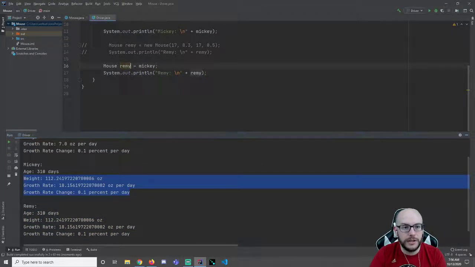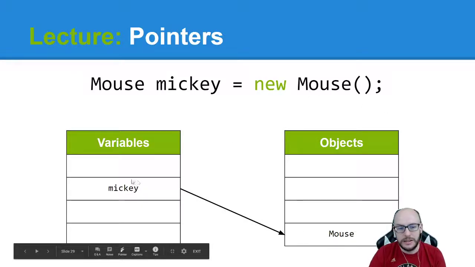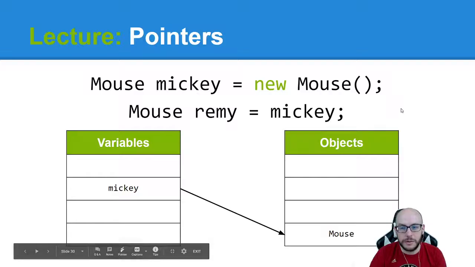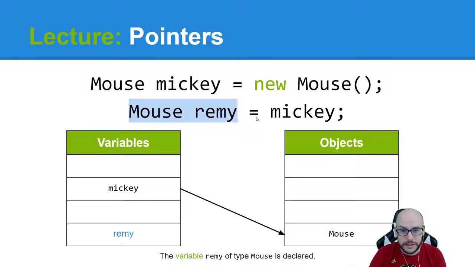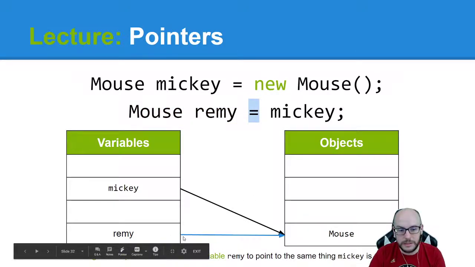Now, logically, this makes some sense, right? I'm setting them to be equal. This is effectively saying I want these things to be equal. But what is happening behind the scenes? Visually, what does this look like? We have Mickey being created. It's a brand new mouse. So we got this whole setup: the mouse object, the mouse variable that's pointing at that object. We then come in and say that Remy is equal to Mickey. Well, this is variable declaration, right? So we're going to create that variable on the left-hand side. We're then going to use the assignment operator to tell it to point to Mickey. But, with our pointers, what that means is that Remy is pointing at the same mouse object.